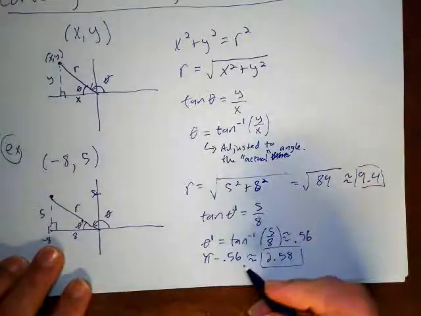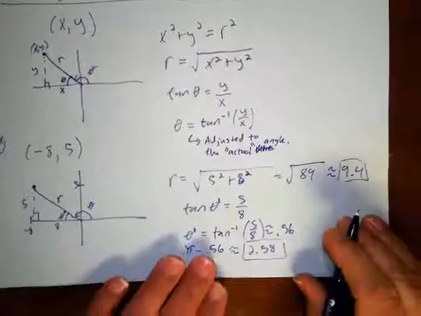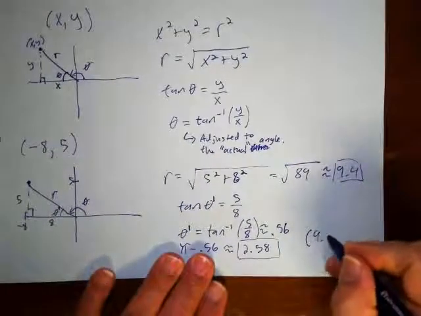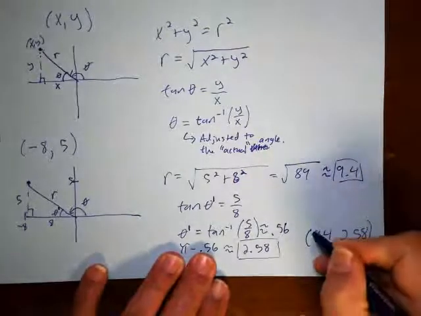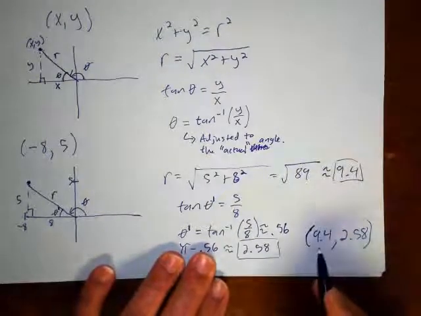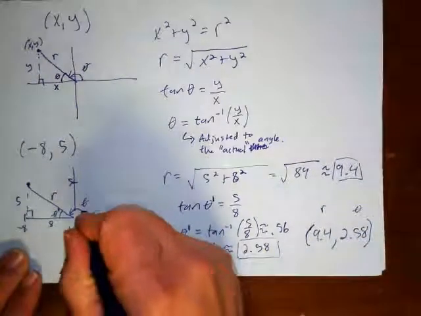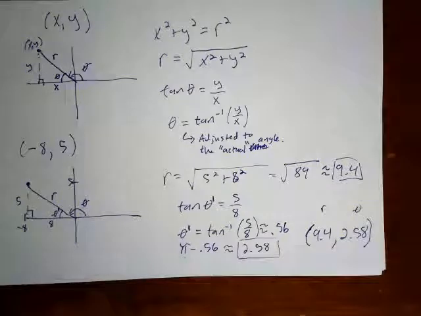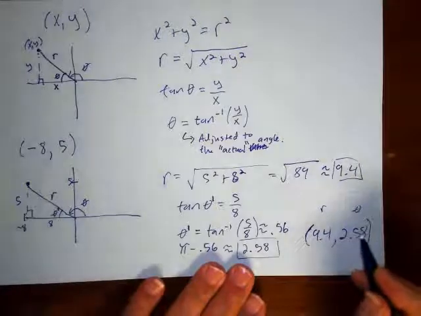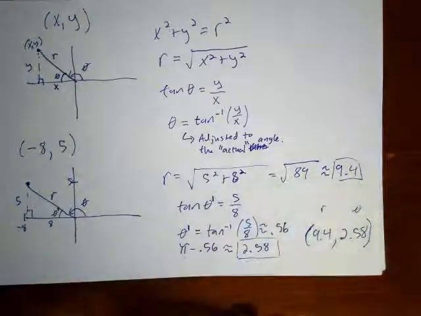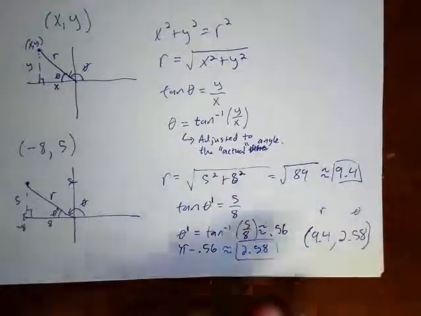And so my final ordered pair, my final polar coordinate is going to be 9.4 and 2.58. Okay, and this is a radian. This is r here, and this is my theta in terms of radians. So this angle is 2.58. Sometimes this is more clear if it's degrees, because then this clearly is an angle. This almost looks like a rectangular coordinate, so you have to know that this is a polar coordinate and this is in terms of radians.